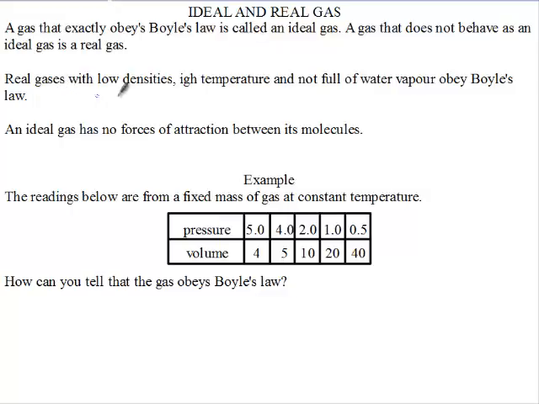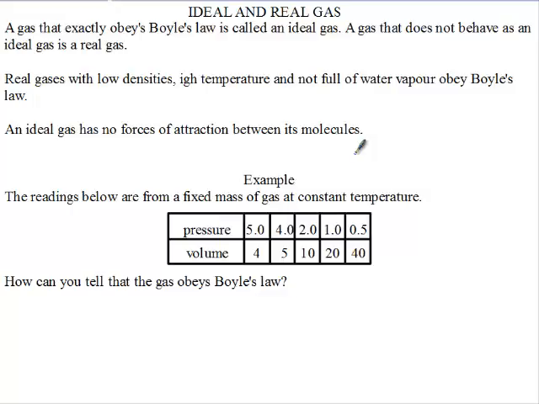When you have a real gas with low density, high temperature, and not full of water vapor, that real gas will obey Boyle's law. An ideal gas has no force of attraction between its molecules. So high temperature will ensure that the molecules gain so much energy and therefore will not be able to have any force of attraction in between them.